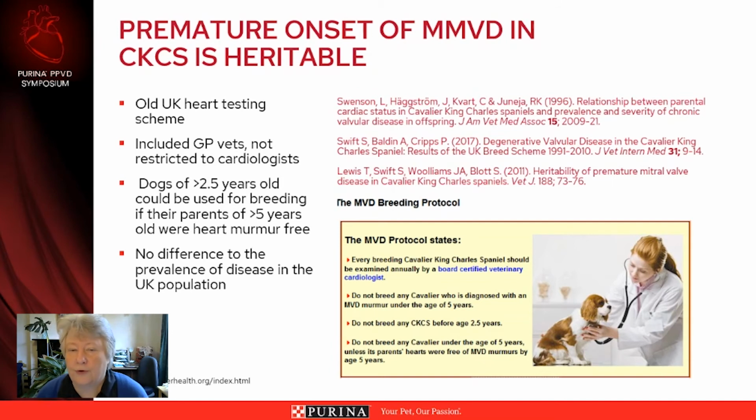So you're trying to breed them at the normal age of breeding, but not prematurely, and you're trying to look at parental status as well. And very sadly, and I know Simon Swift's very sad about this, this did not lead to any difference in the prevalence or the age of onset of mitral valve disease in our Cavaliers in the UK.